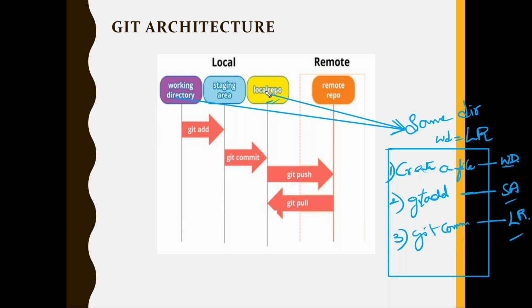Understood this? Any questions? Any confusions here? By looking at the folder, we cannot differentiate between the working directory, the staging area, or the local repo. There is a command to check the status called git status. By seeing that, we can understand what is where. Just by looking at the file in the directory, you cannot. Any questions? Clear with this?